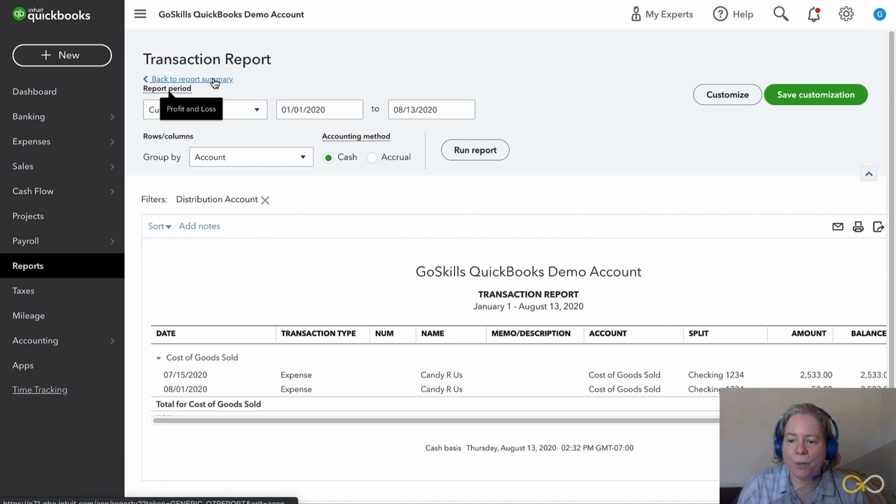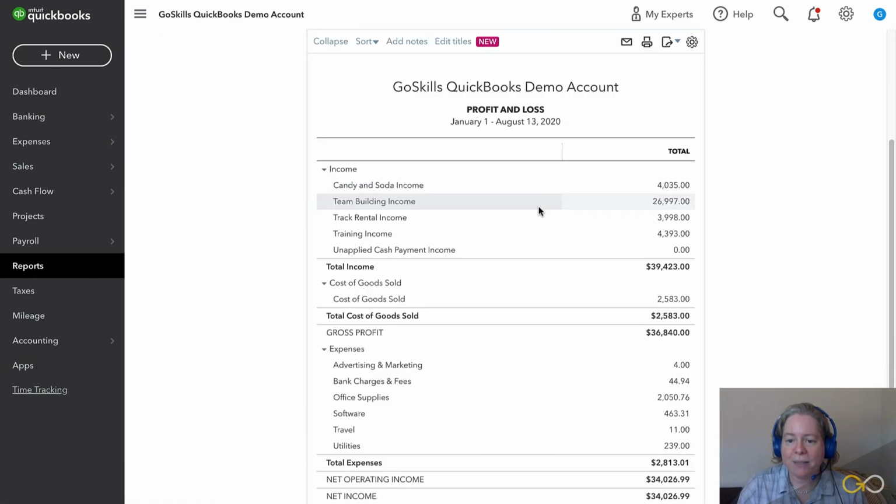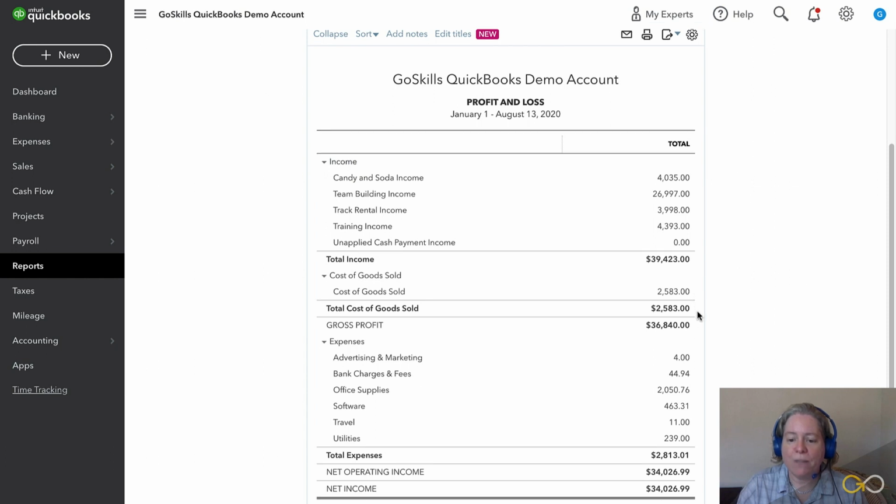So let me go back to the report summary and talk to you about what this really means. I spent $2,500 at the candy store so that I could then sell that candy to my clients. I sold the candy to my clients for $4,000. The cost of the goods, or the cost of the candy I sold, was $2,500. If I take my $4,000 minus my $2,500, that's going to give me a net income. But really, to get my net income, I'm adding all the things I sold, minus all the cost of the things I've sold, minus all my expenses.